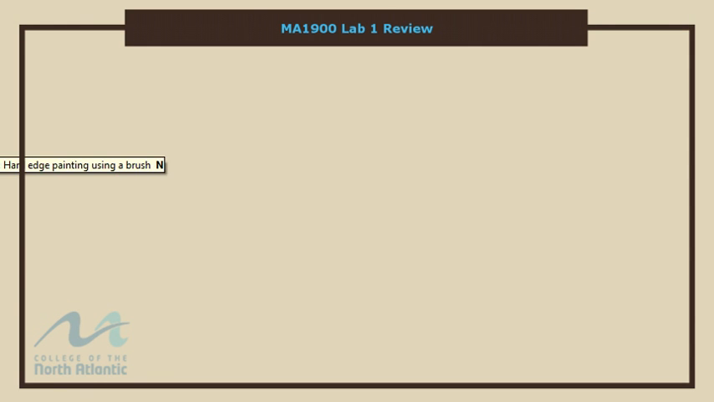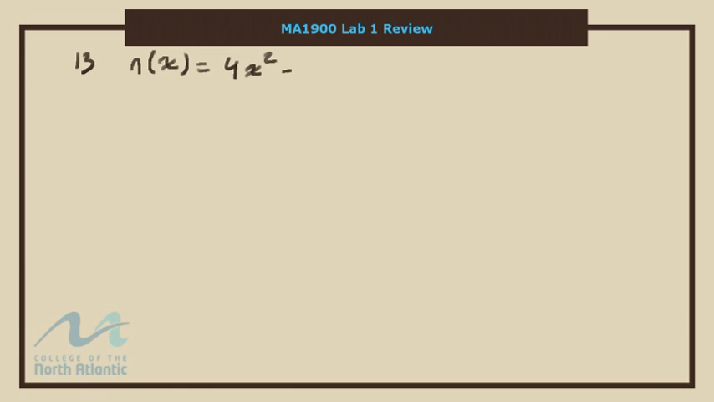Okay guys, so we're going to take a look at question 13 there now. And question 13 has a function in it that says n(x) is equal to 4x squared minus 3x plus 3. And what we were asked to do is find the value of n(x) based on what comes up. So we're asked to find n of minus 2.